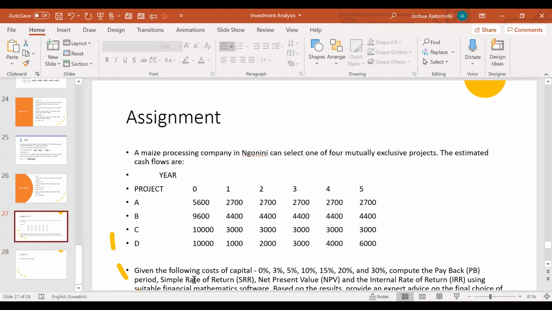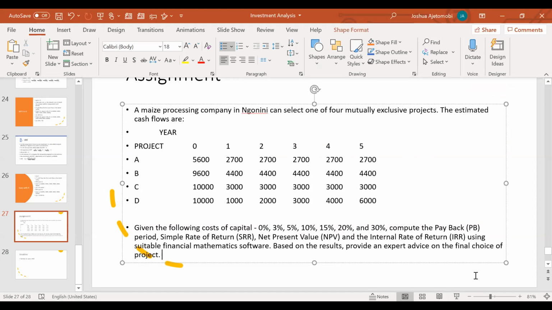Then, given the following costs of capital, 0%, 3%, and so on, compute the payback period, simple rate of return, net present value, and the internal rate of return. Based on the results, provide expert advice on the financials. I expect this to come in by 22, hopefully.